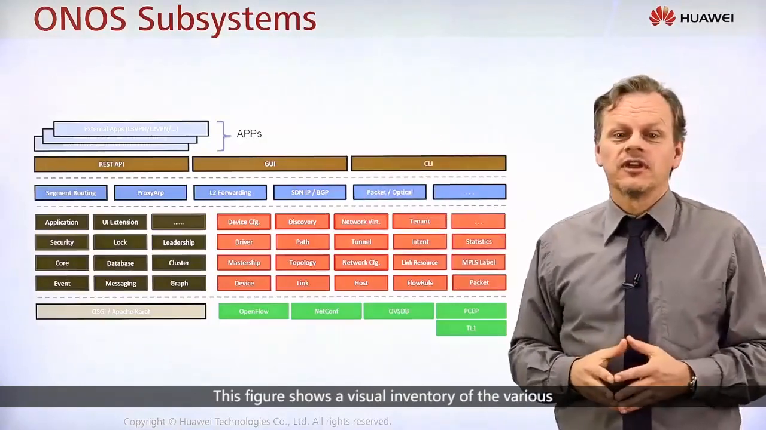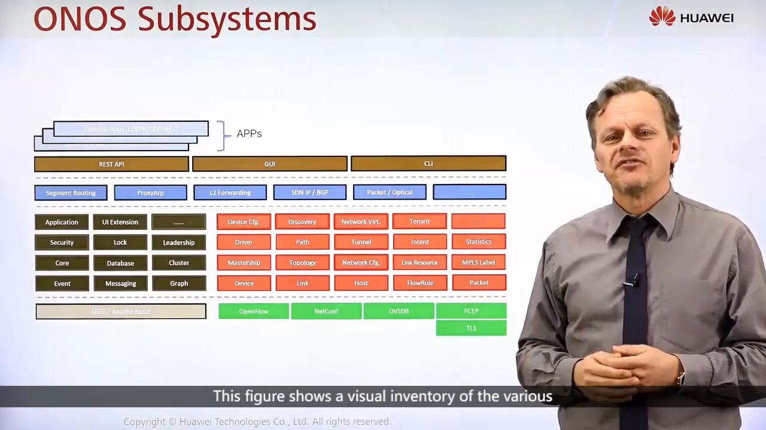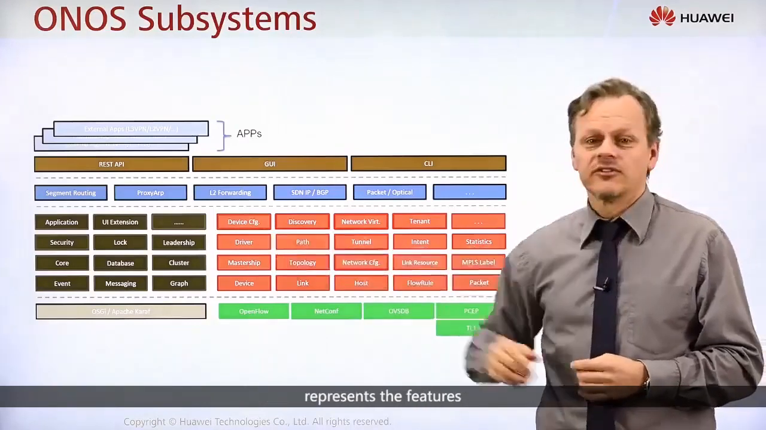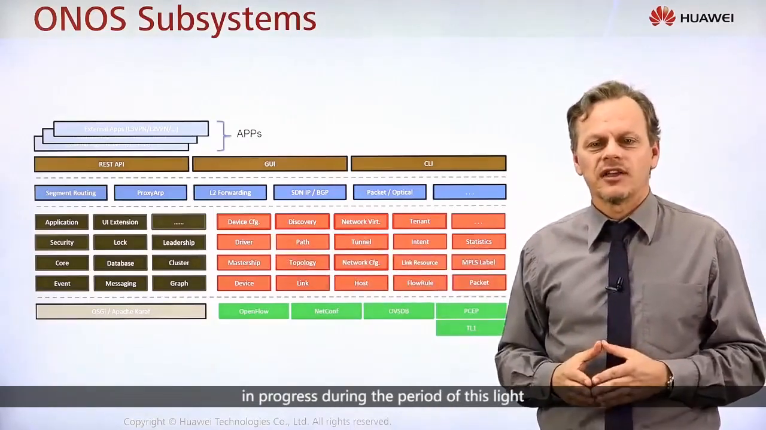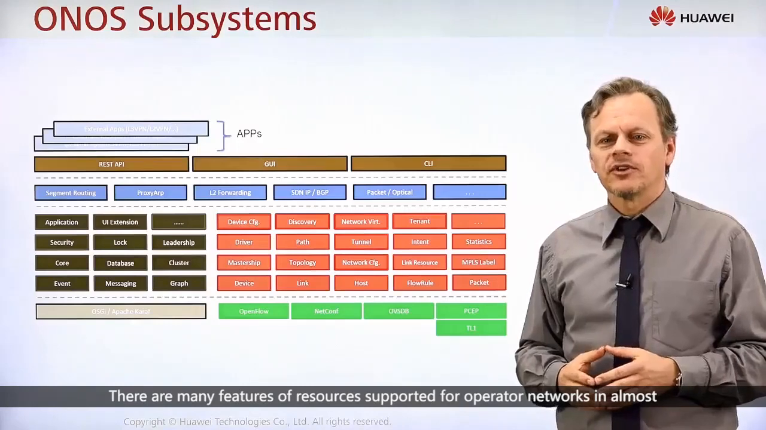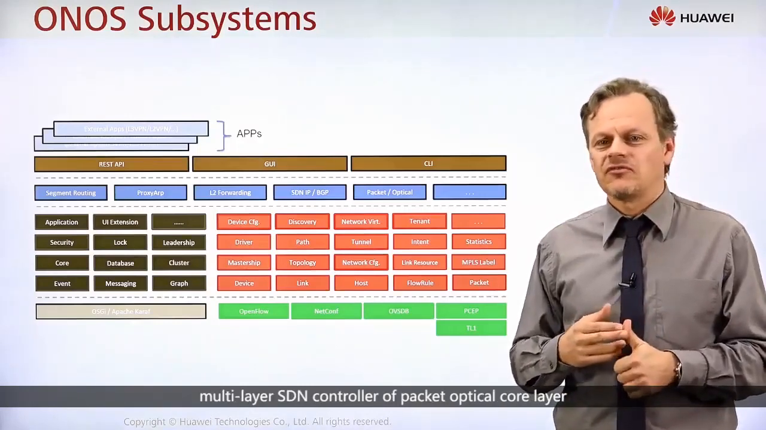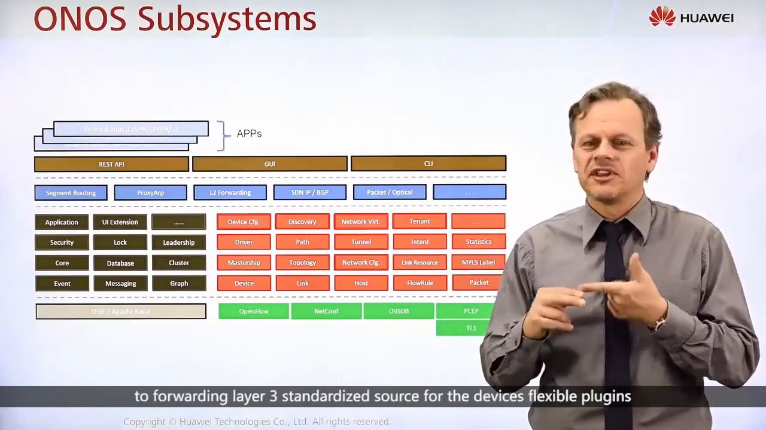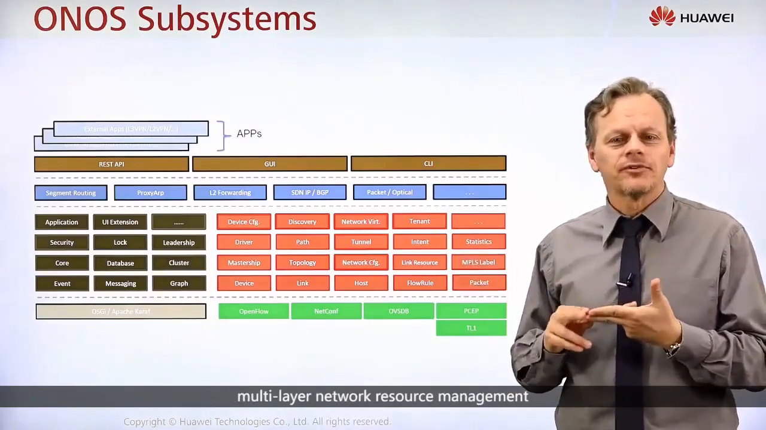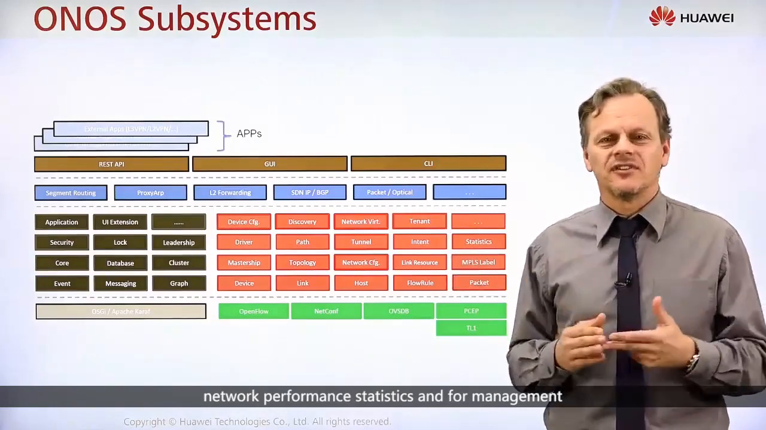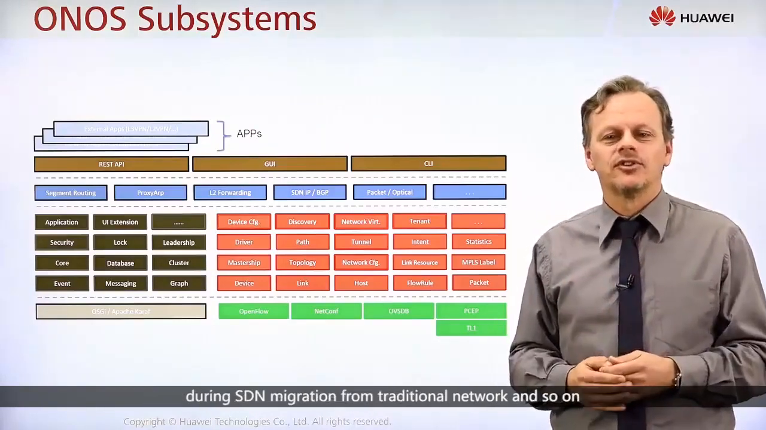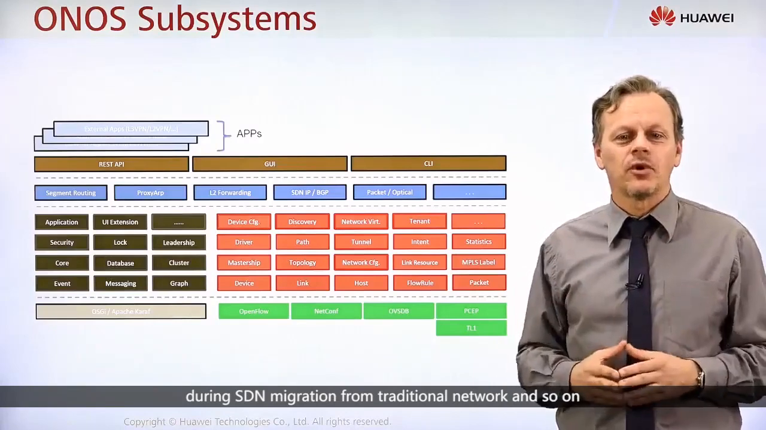This figure shows a visual inventory of the various ONOS subsystems. The ones with the gray outline represent features in progress at the time of this slide. There are many features supported for operator networks in ONOS: multi-layer SDN control of packet optical core, layer 2 forwarding or layer 3, standardized southbound interface and flexible plugins, multi-layer network resource management, network performance statistics and fault management, support of interoperation between non-SDN networks and SDN networks during SDN migration from traditional networks, and so on.